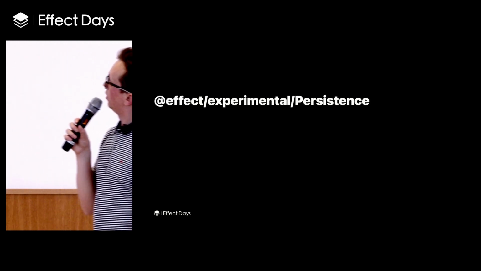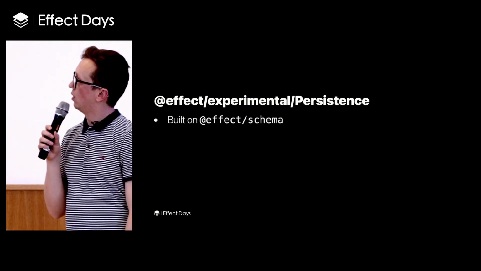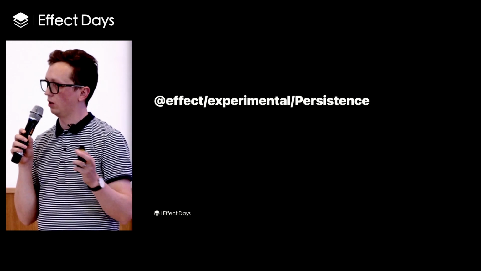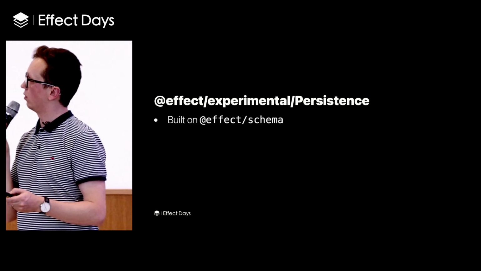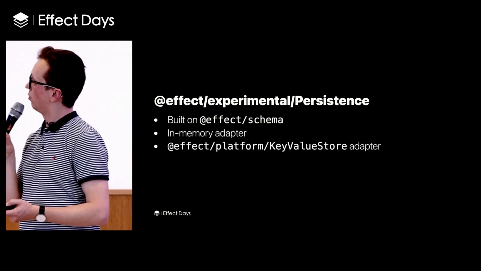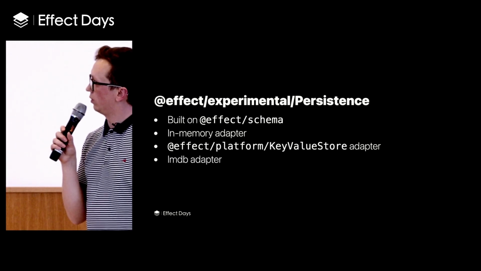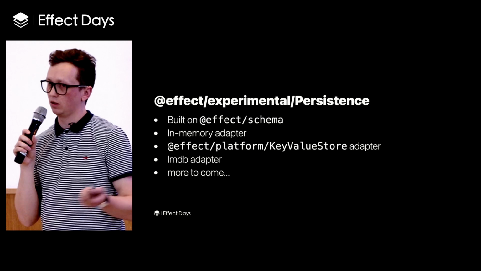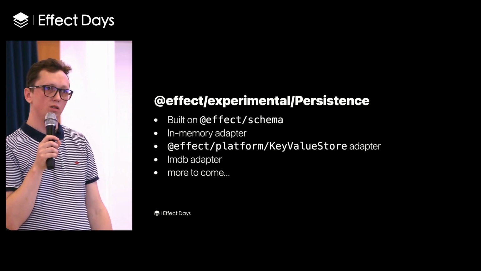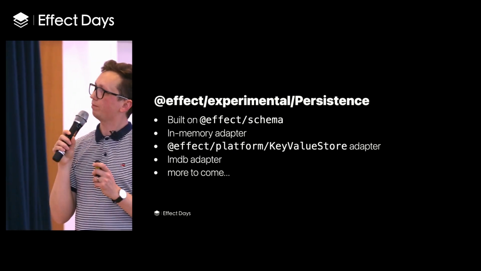And again, in the experimental package, we have this new persistence module. And what this aims to tackle is serialization, storing results for your requests. So it's built on Effect Schema again, and it has several adapters. So we have in-memory, we support the key value store module from the platform package, we support LMDB, and there's plenty more to come. Eventually, we'd like to add things like Redis or Memcache, and then add options to set the time to live and max capacity. And I'm sure I'll get to that over the next couple of months.